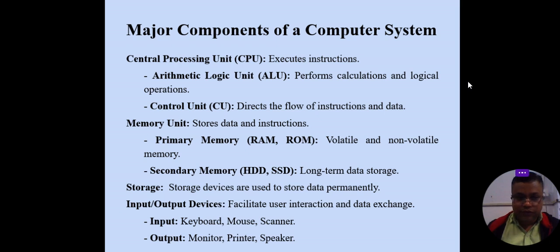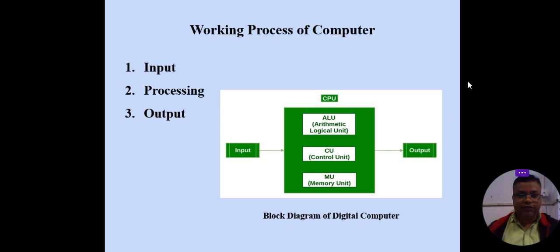Now we discuss the working process of a computer. How does a computer work? Input, process and output. The working process of a computer can be divided into three main stages, that is input, processing and output. Here we discuss the input stage.